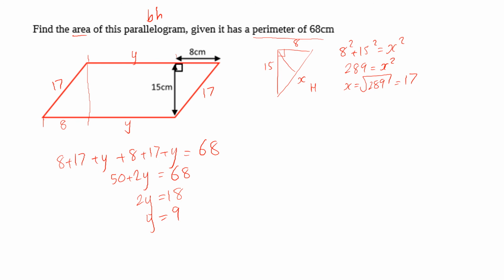So that means that the bottom of our parallelogram is just 17 because it's 8 plus 9. So go back to our diagram. We have got a parallelogram where the base is 17 and the height is 15. So our area is just 15 times 17, which is going to be 255, again, centimeters squared.